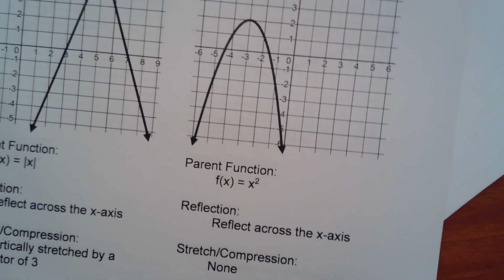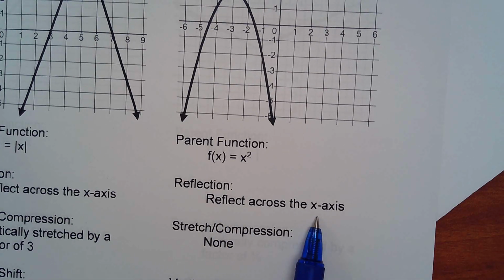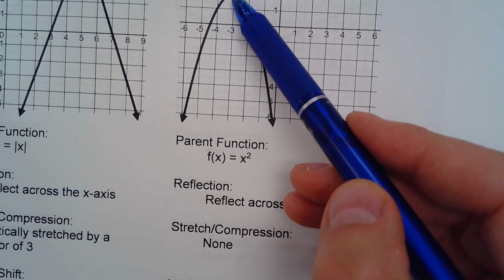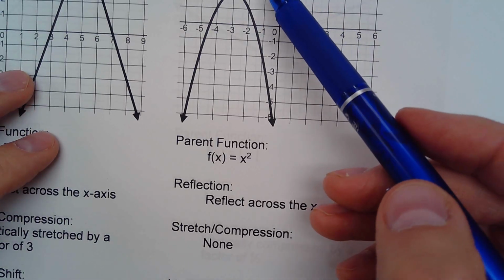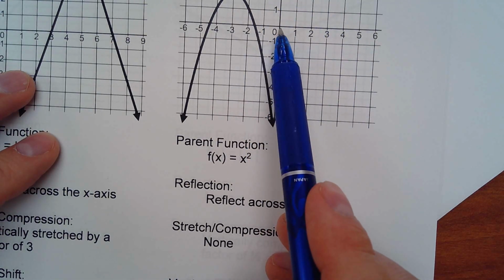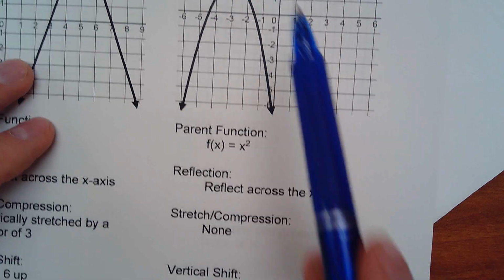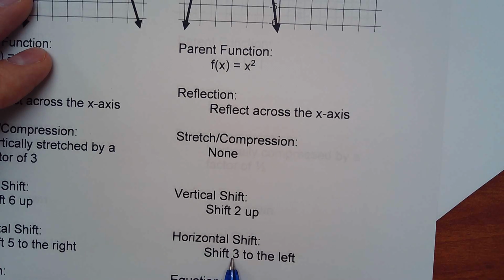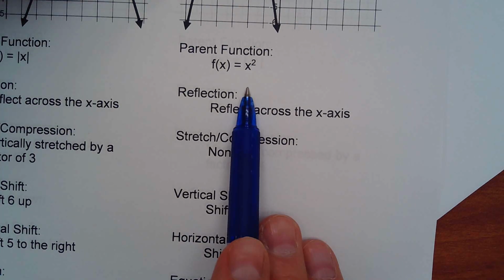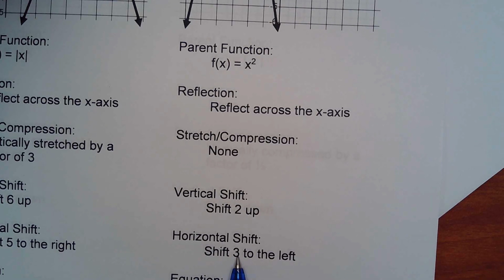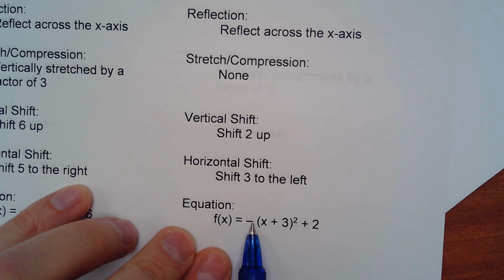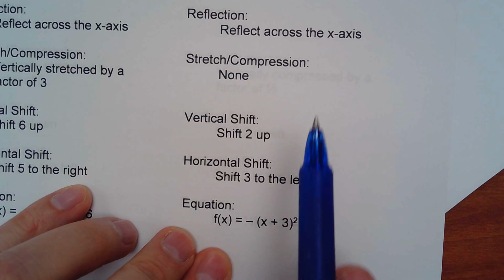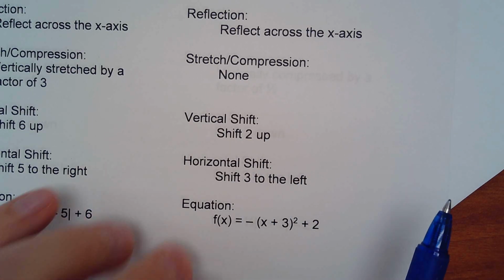For this one, we already said it was reflected across the x-axis. Going from here to here, 1 over, 1 down, there's no stretch or compression. It's been shifted to the left 3 and up 2, so we have a vertical shift 2 up, horizontal 3 to the left. So I write down my parent function, the square function. To the left 3, I'm going to have to put this as a +3. Reflect across the x-axis, I need to put the negative here. And then it's been shifted up 2, so +2 here.